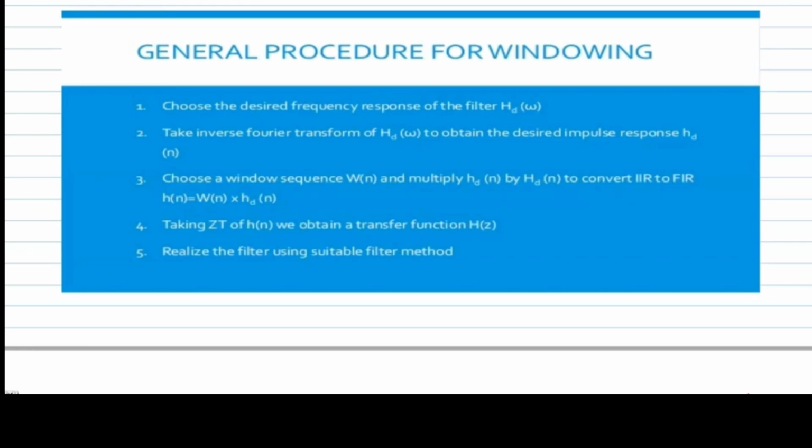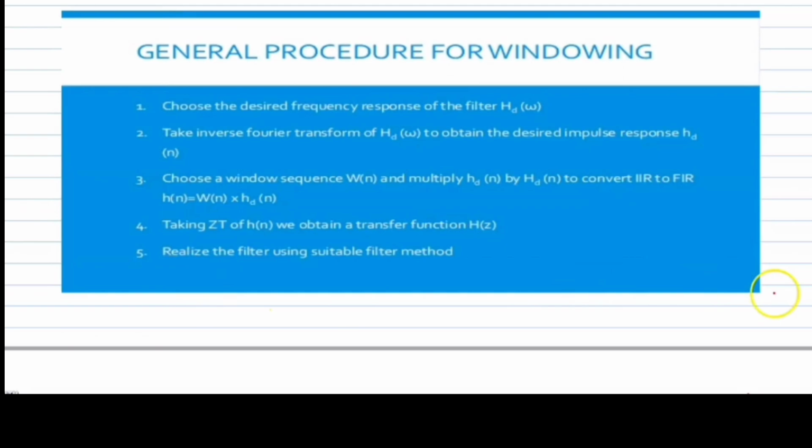So for that, first of all you have to choose the desired frequency response of the filter, HD of omega, that is given in the question. Then you take the inverse Fourier transform of HD of omega in order to obtain the desired impulse response, HD of n. Then you have to choose the windowing sequence, W of n, which you can choose based on the question.